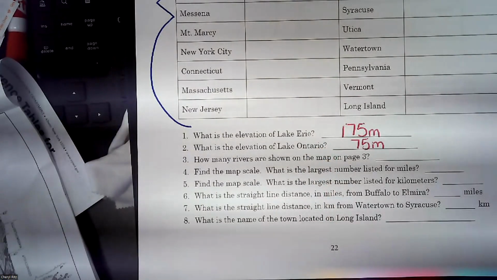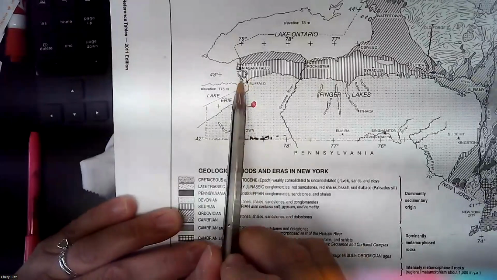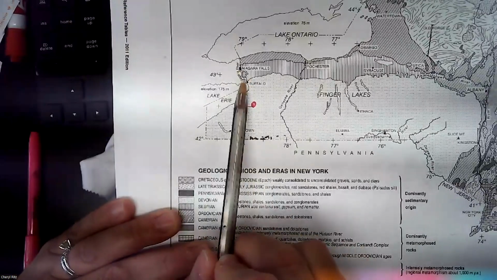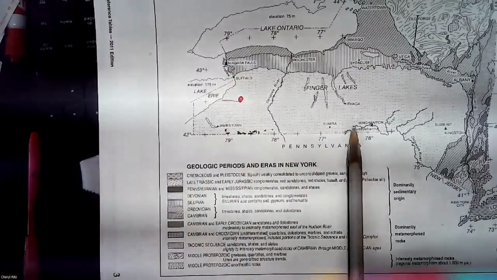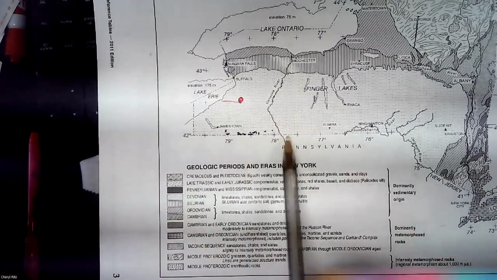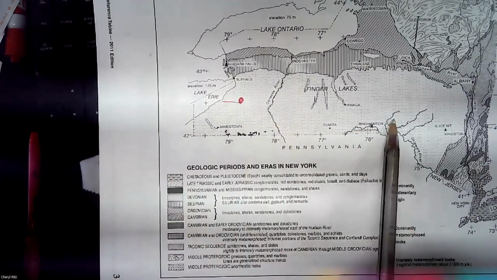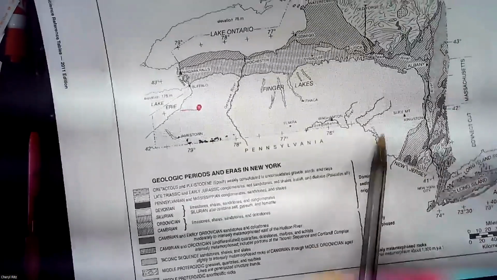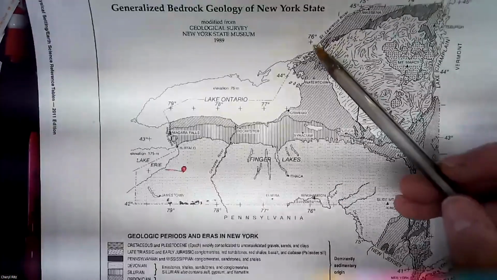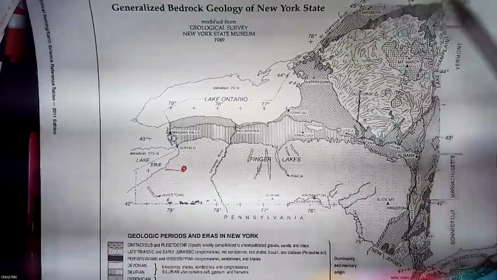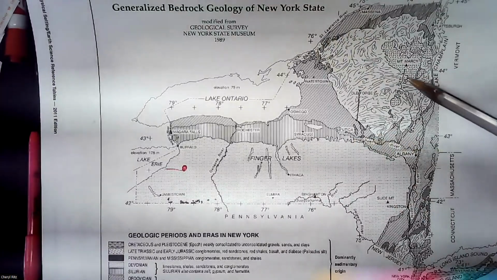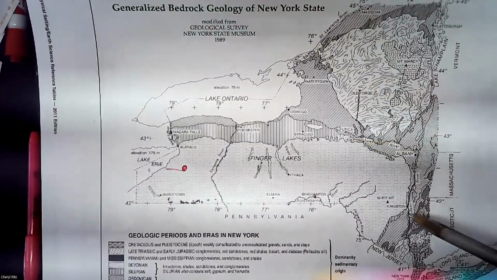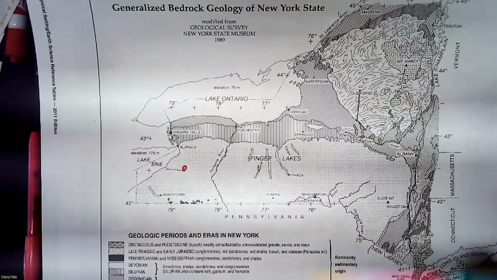We talked about if you counted them all, there should have been seven. Let me show you. Niagara River, you might have missed that one because it's teeny tiny over here. That's one. We've got the Genesee River, two. The Susquehanna River, three. The Delaware River, four. The St. Lawrence River, five. We've got the Mohawk River, six, and then the Hudson River, which is labeled twice, makes seven.